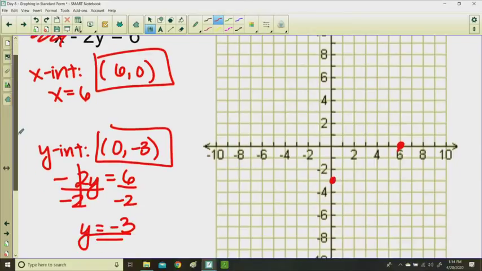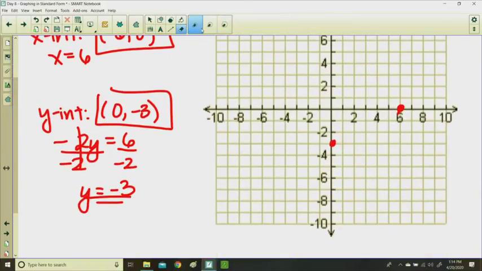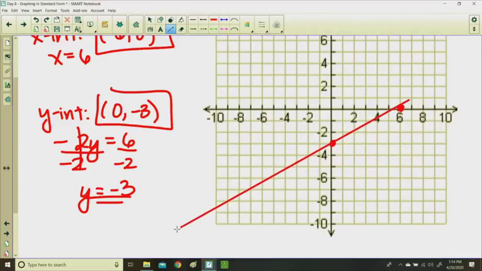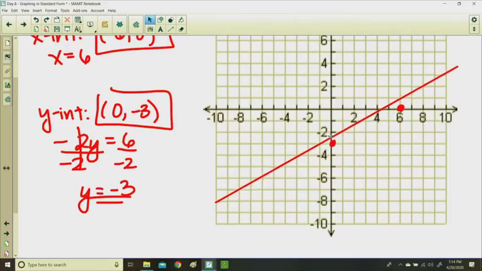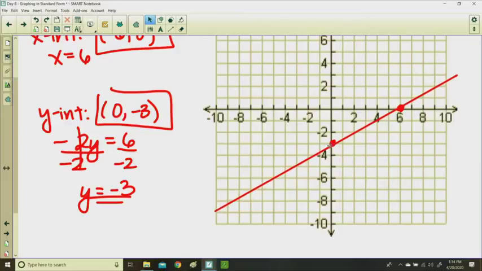Now, do I need to find a slope? I don't. Because how many points do you need to draw a line? You only need 2. Once I have those 2 points, done. I'm just going to go ahead and draw a line between the points. That's it. Okay. Done.